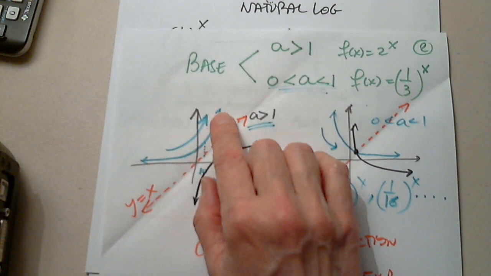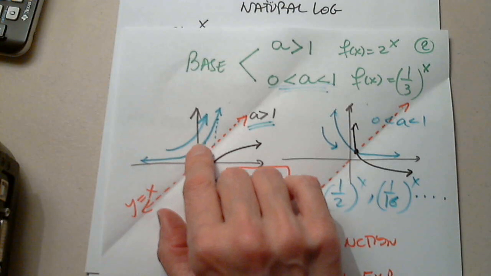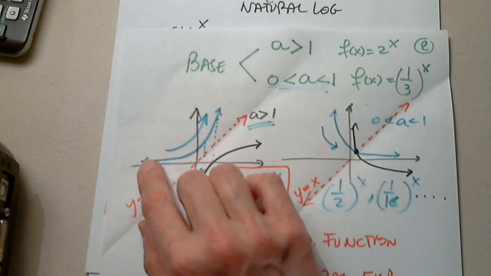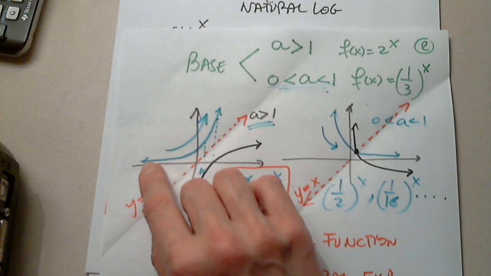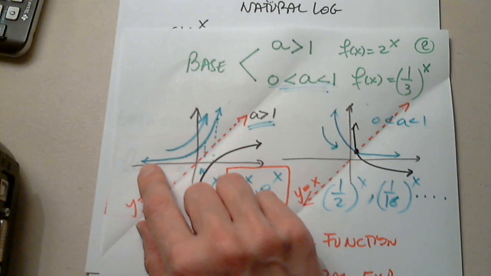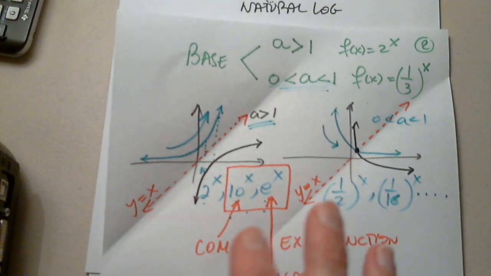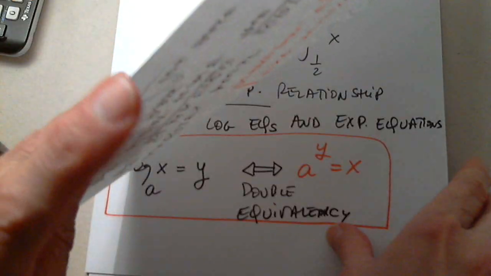Looking at these graphs, you realize that the exponential function is friendly or not. By friendly, I mean, is it defined on all real numbers? Is there any restriction on the exponential function? Or can I plug in anything I want? What do you think? Exactly. I can plug in anything I want.